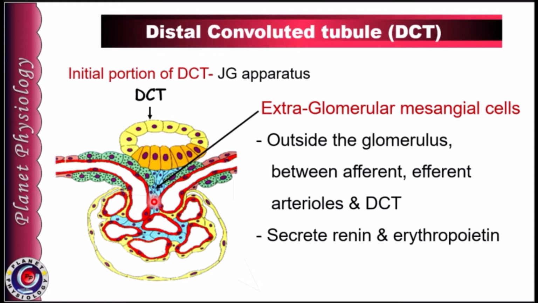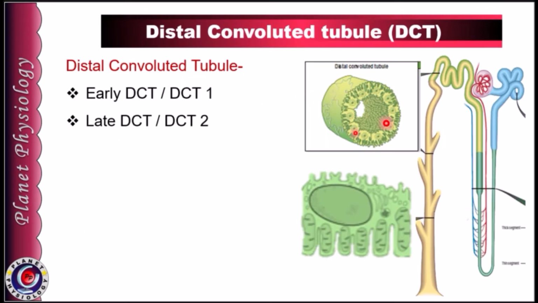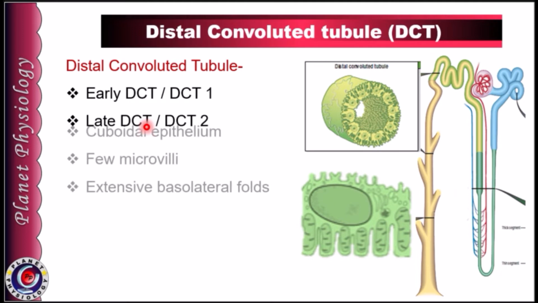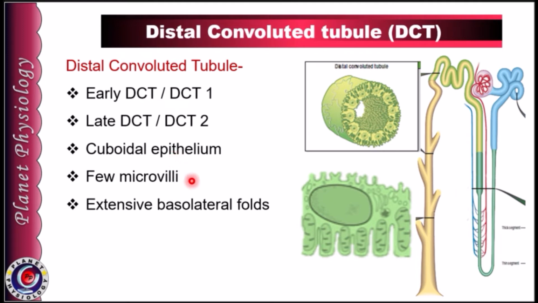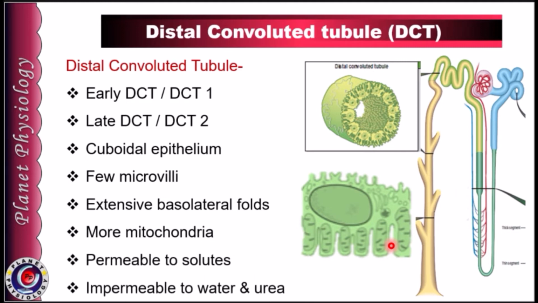JG apparatus in general plays important role in regulation of GFR, that is glomerular filtration rate, as well as renal blood flow. After JG apparatus, the tubule forms distal convoluted tubule. It has two functionally distinct subsets, early and late distal convoluted tubule, which are also known as DCT1 and DCT2 respectively. Epithelial cells are cuboidal in nature. Their luminal surface has few microvilli, but basolateral surface has extensive foldings or labyrinths. They also possess more mitochondria, indicating their role in active reabsorption.